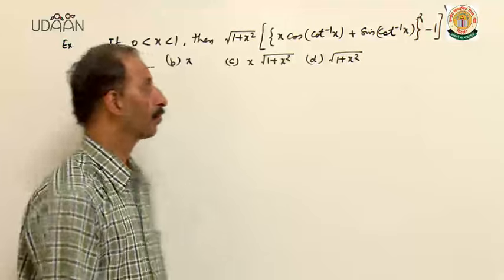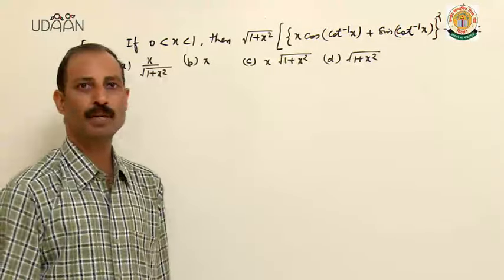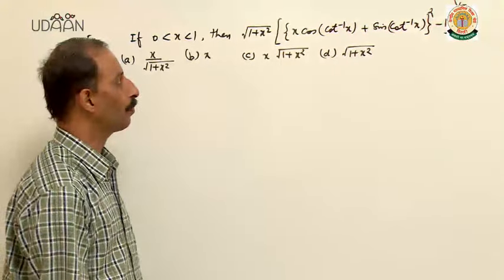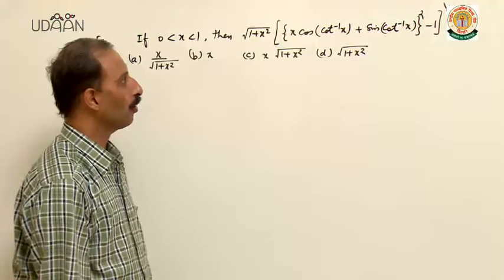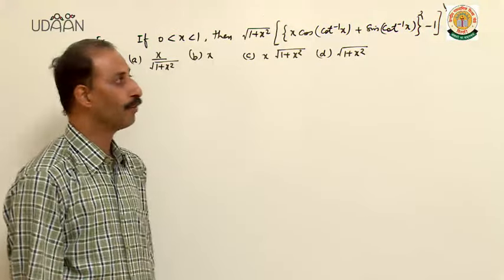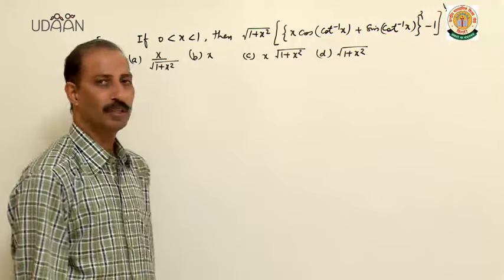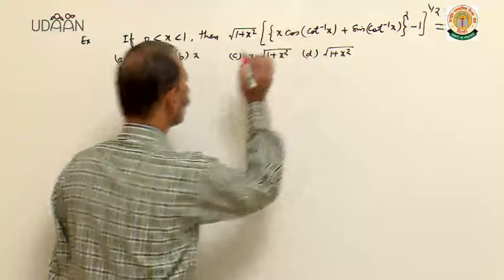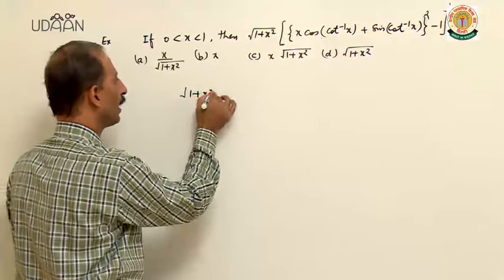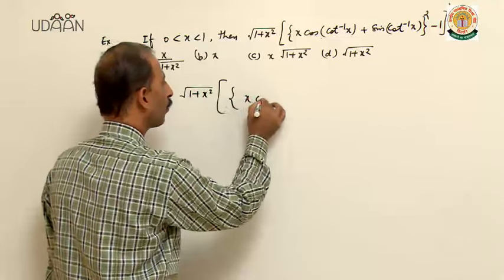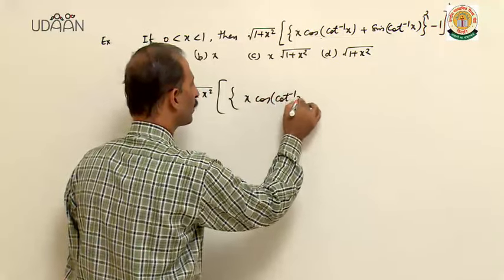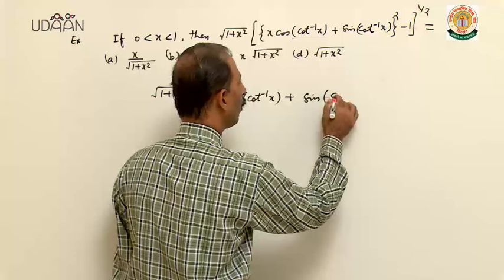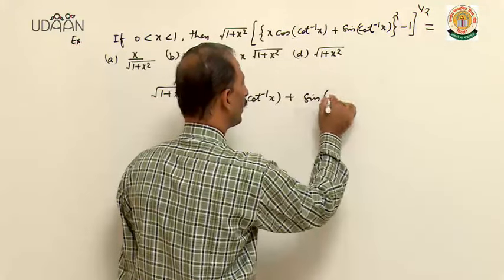Next example, children. If x lies between 0 and 1, then we have to find out the value of this expression. The expression is root 1 plus x square into x of cot inverse x plus sine of cot inverse x, whole square of this minus 1, and whole square root of this. Let us do. First of all, simplify this curly bracket. Root 1 plus x square as it is, x cos of cot inverse x.